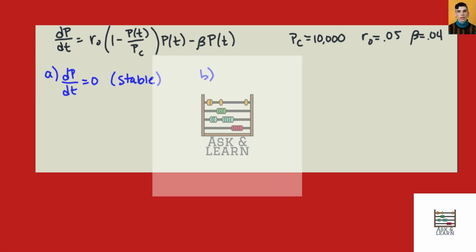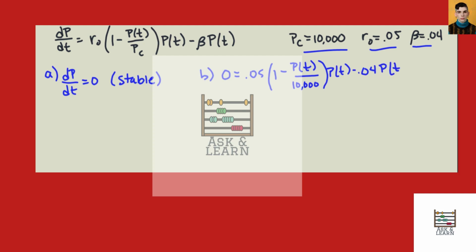For part B, we want to know, if we use the numbers given, what the stable population level would be. So using the numbers given and using 0 for the rate of change, let's find P of t, the population level. We substitute 0 in our equation for dP/dt. We were told R naught is 5%, so we're going to use 0.05. We have 1 minus P of t divided by 10,000, and then the unknown P of t again, minus 0.04, that's the beta value, times P of t. So our goal is to solve this equation for P of t.